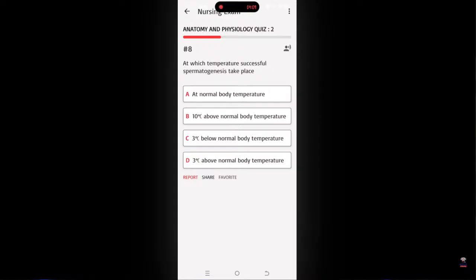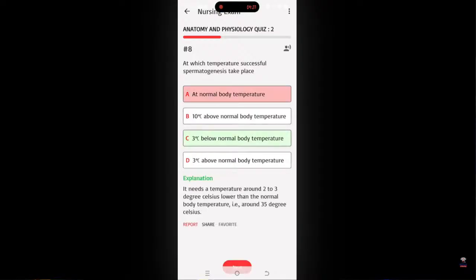At which temperature does successful spermatogenesis take place? A. At normal body temperature. B. 10 above normal body temperature. C. 3 below normal body temperature. D. 3 above normal body temperature.